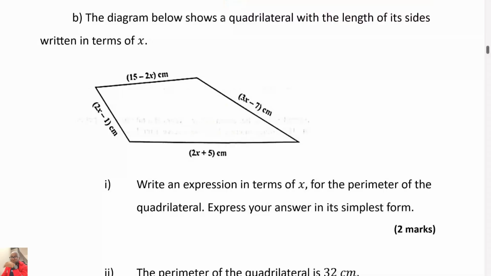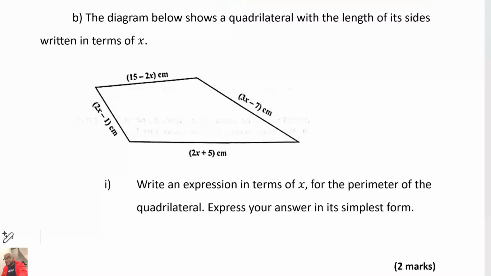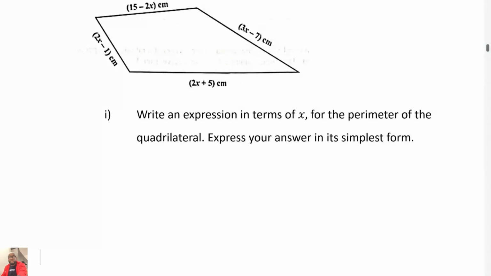The diagram below shows a quadrilateral with the lengths of its sides written in terms of x. So you have each side expressed as an expression. Write an expression in terms of x for the perimeter of the quadrilateral. Express your answer in its simplest form. By the way, what does perimeter mean? Total distance around. We add every expression. So let's go. P to represent perimeter will be equal to, start with one.